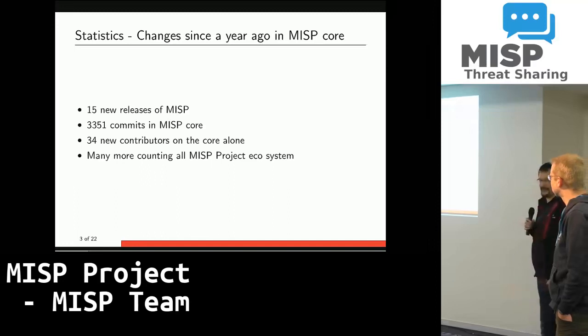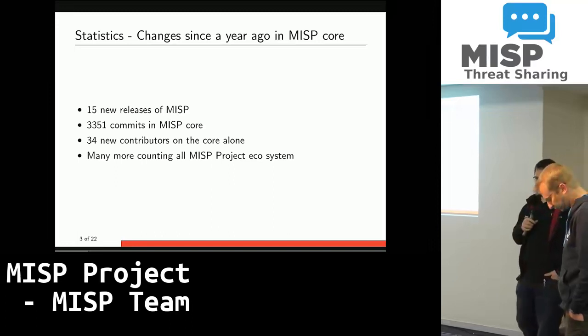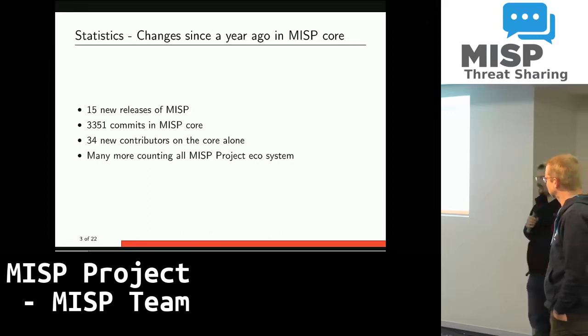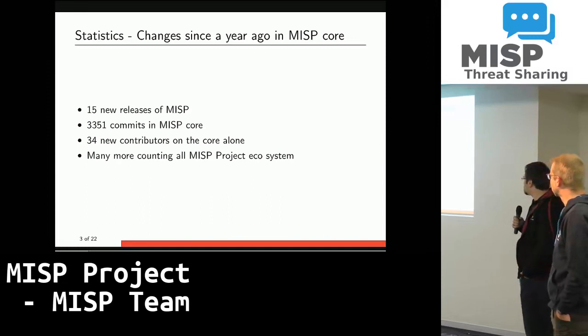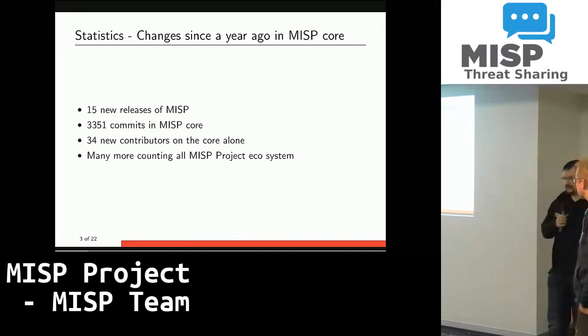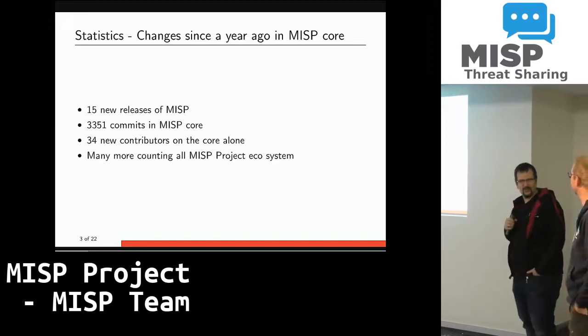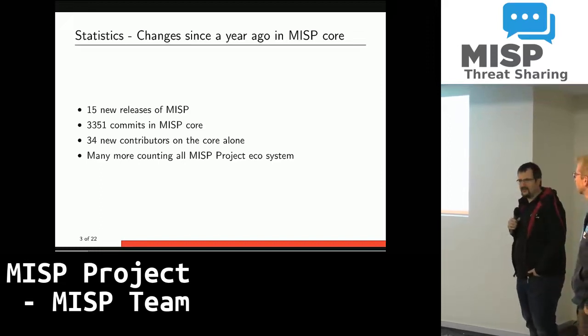With that said, though, we've had a lot of work done on the application itself. We had a total of over 3,300 commits since exactly a year ago. So we've been quite busy and we've been getting a lot of contributions from third parties. The number of contributors to the core itself has grown by 34. So we're currently on 130-ish, I think, overall.